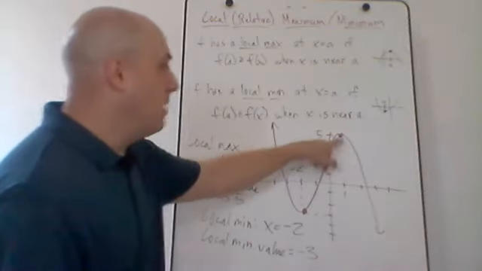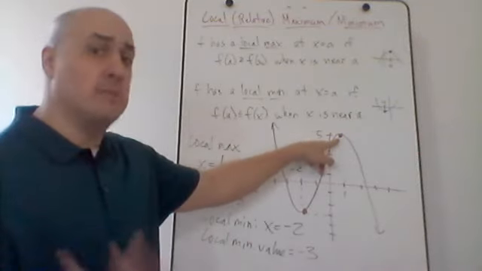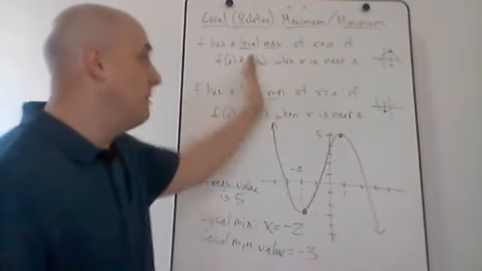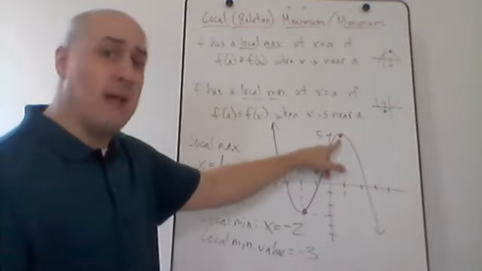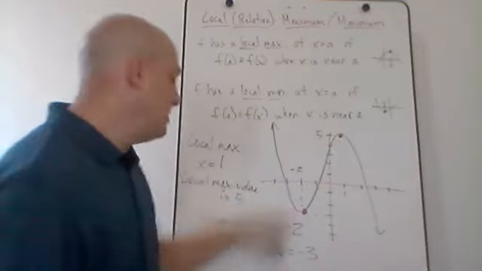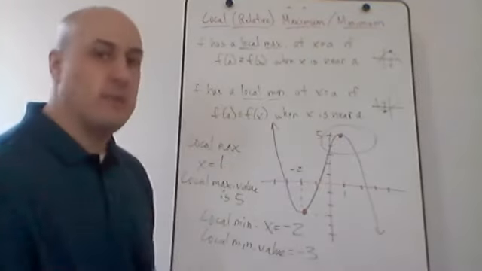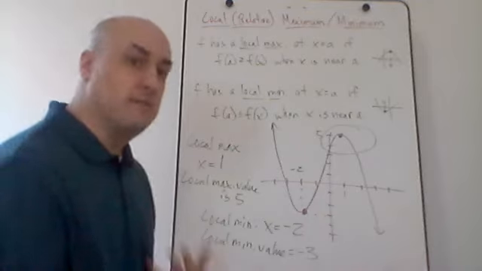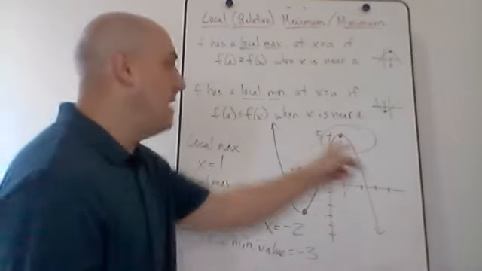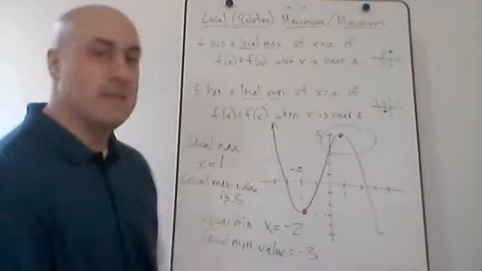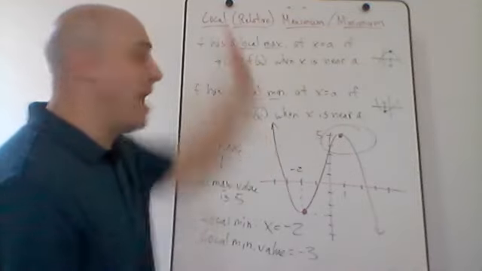Also notice, my local maximum point is not the highest point on the graph. This graph on this side over here is going to keep on going up forever. So the local maximum is not the highest point anywhere on the graph. It's just the highest point in this neighborhood of the graph. That's why they call it a local or a relative maximum point. In that neighborhood, in that locality, or relative to the points around it, it's the highest point, even though the graph goes higher over here.